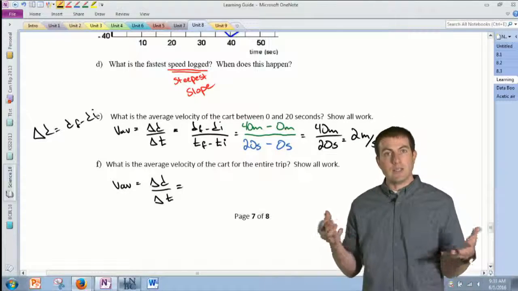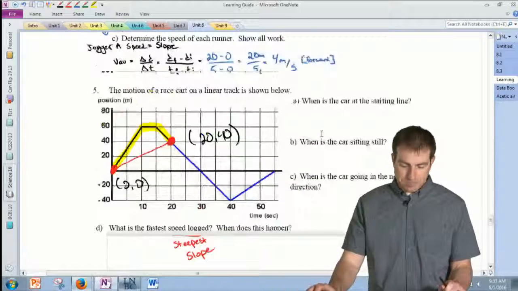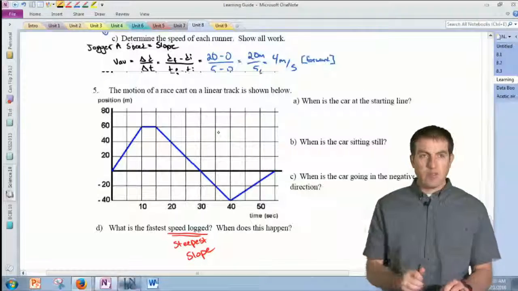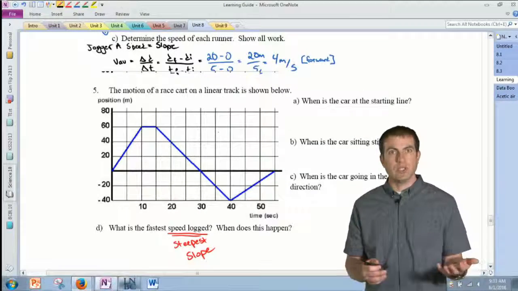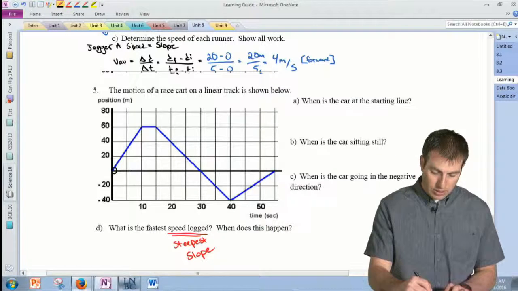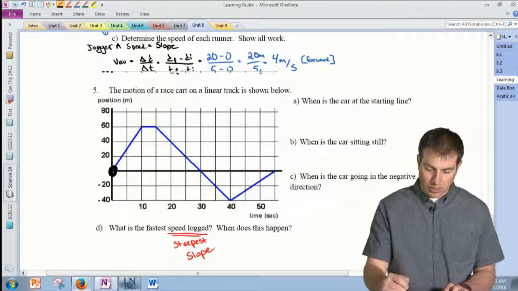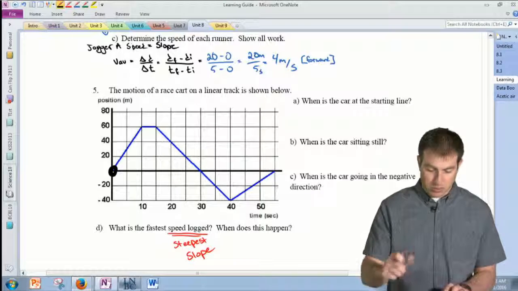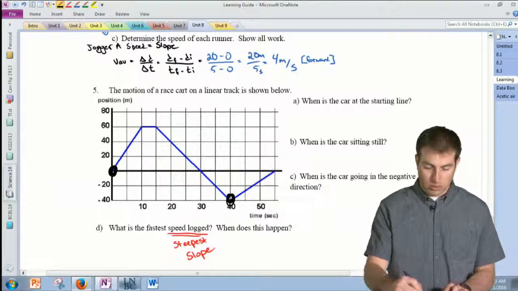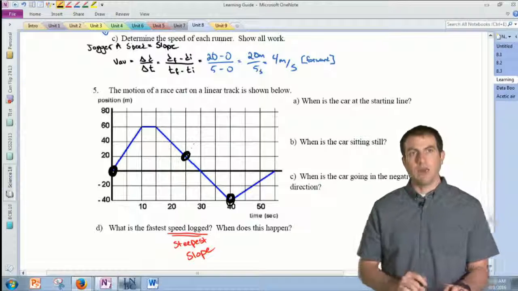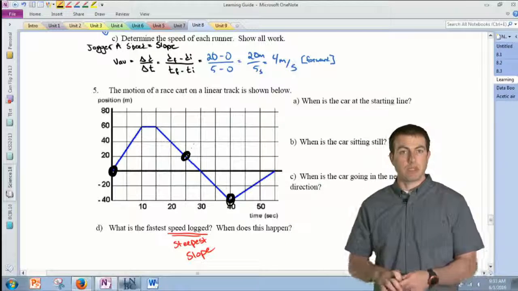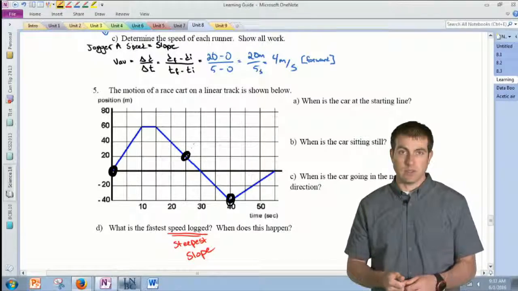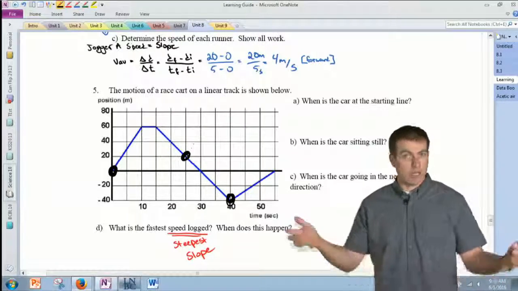So it's asking us for the entire trip. Now, if I go back to my graph here, there was nothing that required this position time graph to start here at the origin and end here. This line could have conceivably stopped here, or it could have stopped here. It was just the way the graph was drawn. It started on the x-axis and it finished on the x-axis. That wasn't by design, it was just by chance.